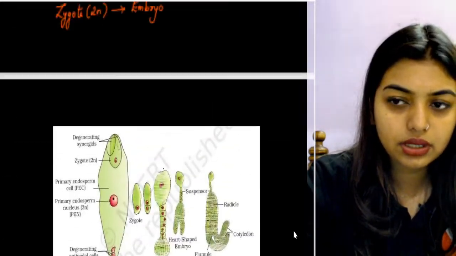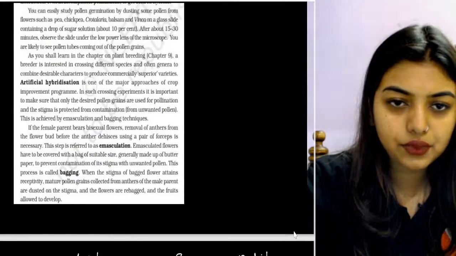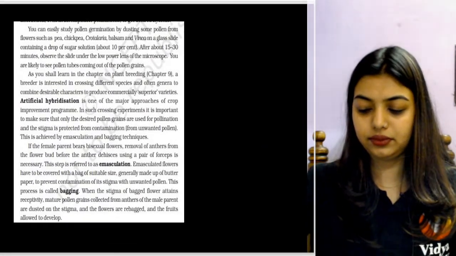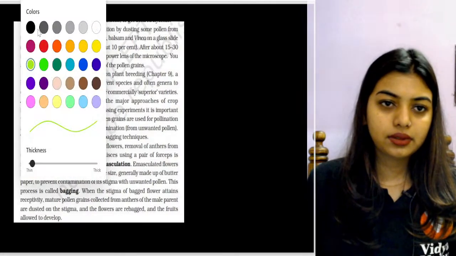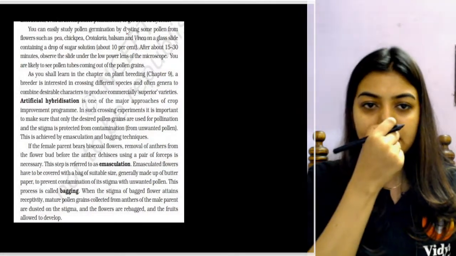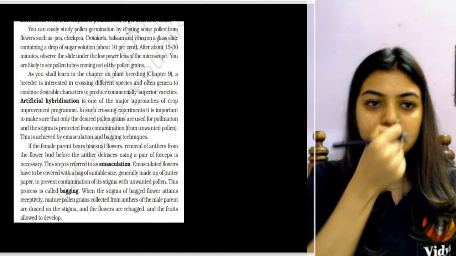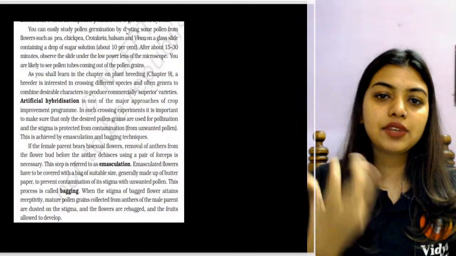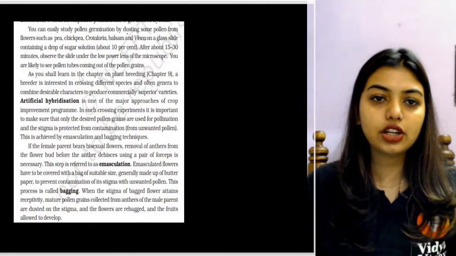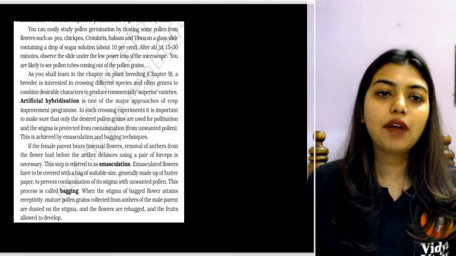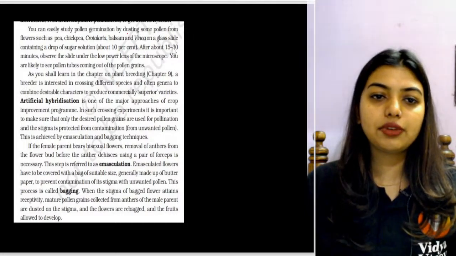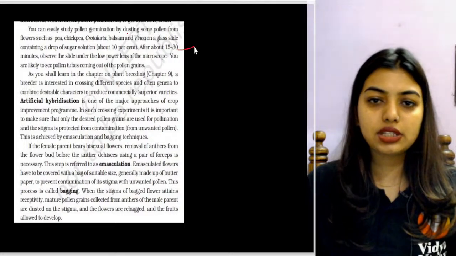Yeah, now I will come to artificial hybridization. See, you can easily study pollen germination by dusting some pollen from flowers such as pea, chickpea, balsam, Vinca rosea on a glass slide containing a drop of sugar solution. After 15 to 30 minutes, observe the slide under the low power lens of the microscope and you will see the pollen tube. Okay, this we have done in college.